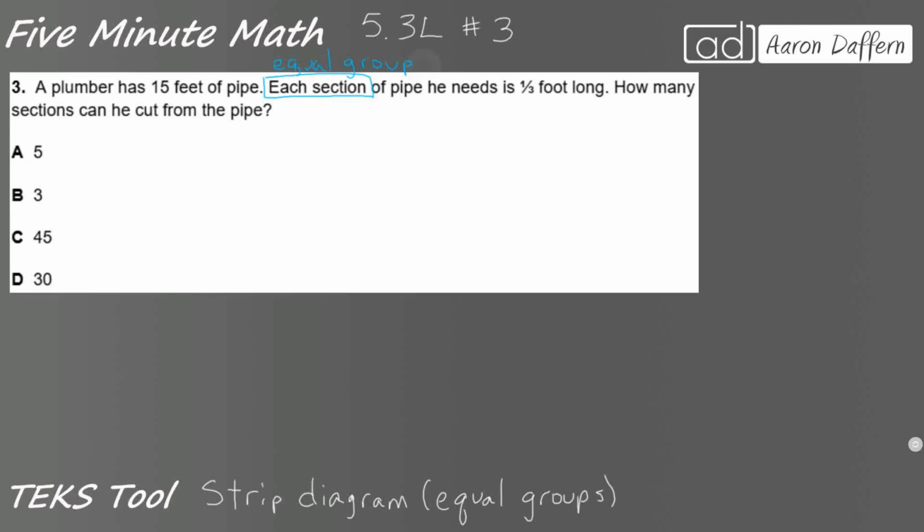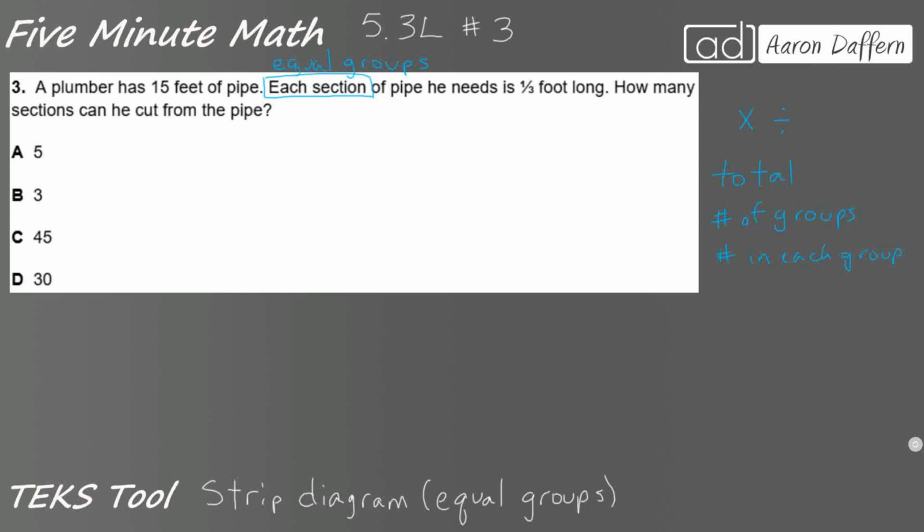And whenever we see equal groups, we know several things. So an equal groups problem is going to have 3 parts. We're going to have a total. They're going to tell us the number of groups. And then they're going to tell us the number in each group. And what they'll do is they will give us 2 of those, and then they'll ask us for a third. And that's going to dictate whether we multiply or divide. If we have the total, we're going to divide. If we're looking for the total, we're going to end up multiplying.